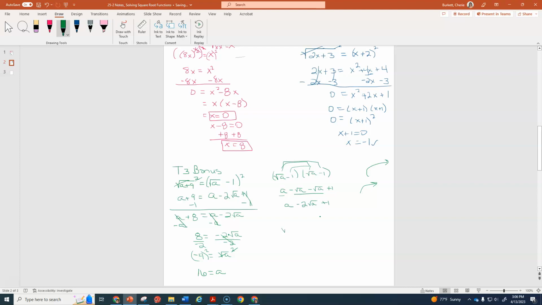But what happens is when you plug in 16, you get 16 plus 9, and that's equal to 16 minus 1. 16 plus 9 is 25, and then the square root of 16 is 4, and the square root of 25 is 5. So you end up with 5 equals 3. And that is not a true statement. So this answer is not a solution. So there is no solution, because that was the only answer that we got. So this problem actually, after all of that work, came out to be no solution.